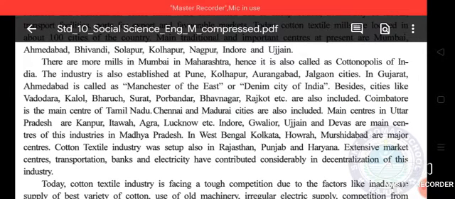Coimbatore is the main center of Tamil Nadu. Chennai and Madurai cities are also included. Main centers in Uttar Pradesh are Kanpur, Etawah, Agra, Lucknow, etc. Indore, Gwalior, Ujjain and Dewas are main centers of these industries in Madhya Pradesh. In West Bengal, Kolkata, Howrah, Murshidabad are the major centers. Cotton textile industry was set up also in Rajasthan, Punjab and Haryana.